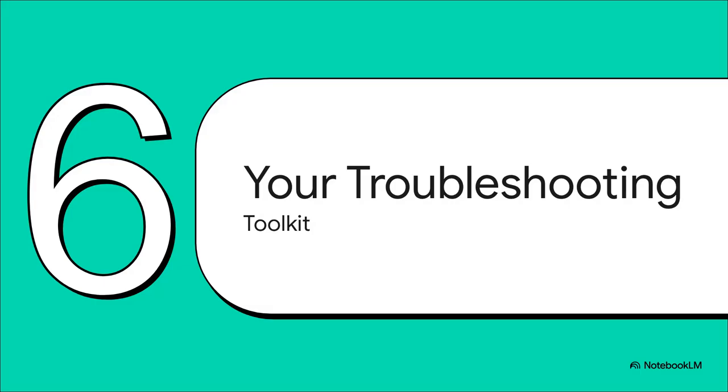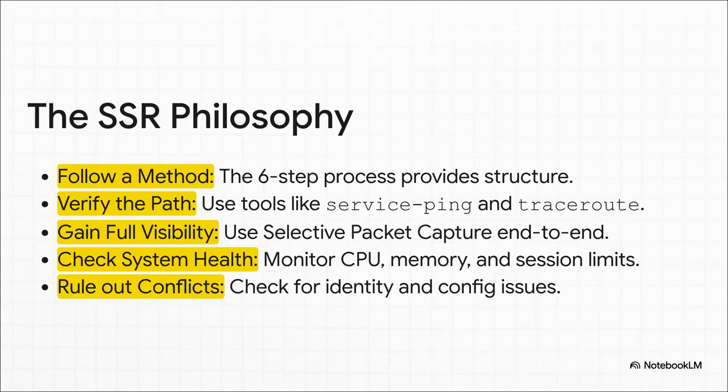Okay, so let's pull all of this together. What we've just walked through, it's not just a random list of commands to memorize. It's a complete troubleshooting toolkit, and it's all built on a really clear philosophy. And that core philosophy is simple, but it's super powerful. First, you follow a method. You replace guesswork with a clear structure. Second, you verify the path using tools that were built for the job, like service ping. Third, you get full visibility with things like selective packet capture to see the whole story. And finally, you check your system health and rule out any basic conflicts. When you put all that together, path validation, system health, and a config sanity check, you can solve even the most wicked problems, and do it efficiently.